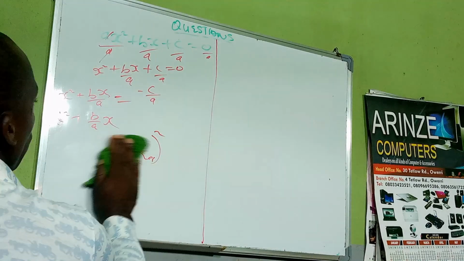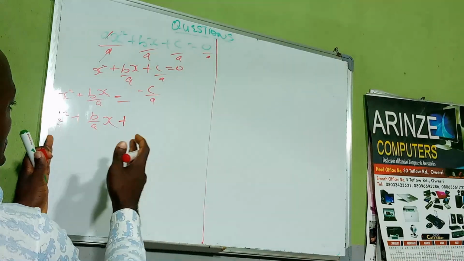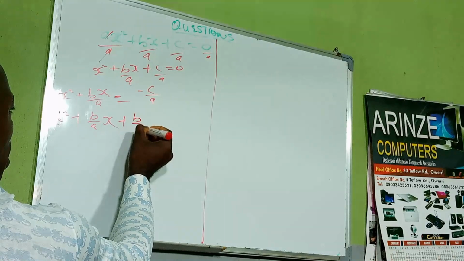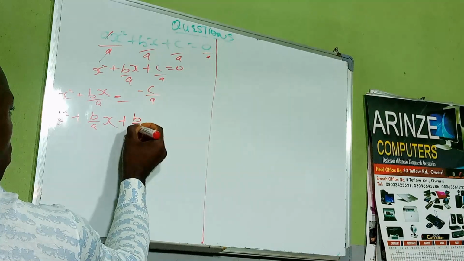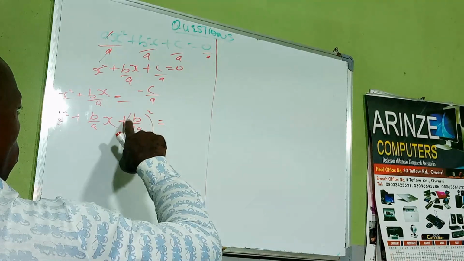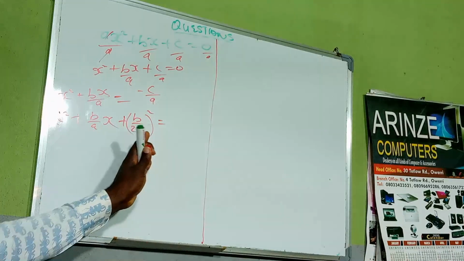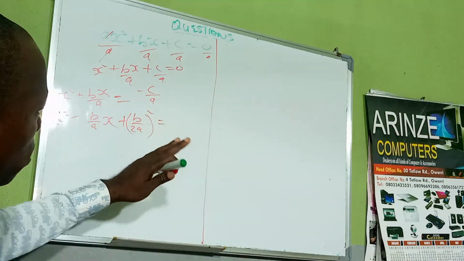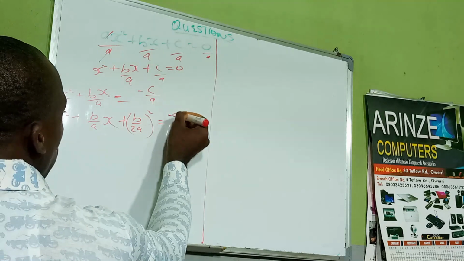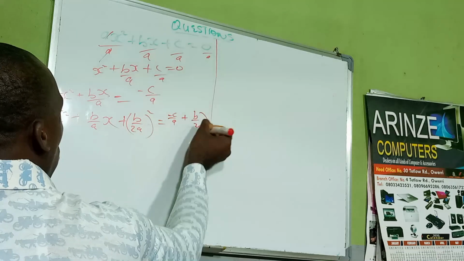So now when we have done this, we have made this side a perfect square. So we have x squared plus b over a x plus b over 2a all squared. Understand? Then equals, we are still going to add this to this side, because this is an equation. Whatever you do at your left hand side, you also do at your right hand side. So we have minus c over a also plus b over 2a all squared.